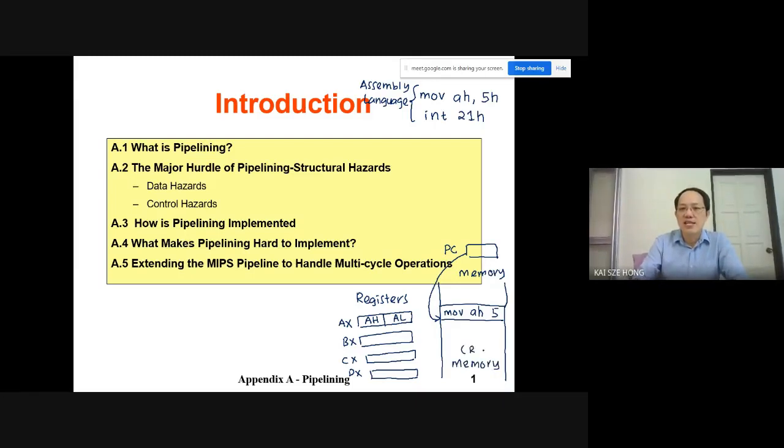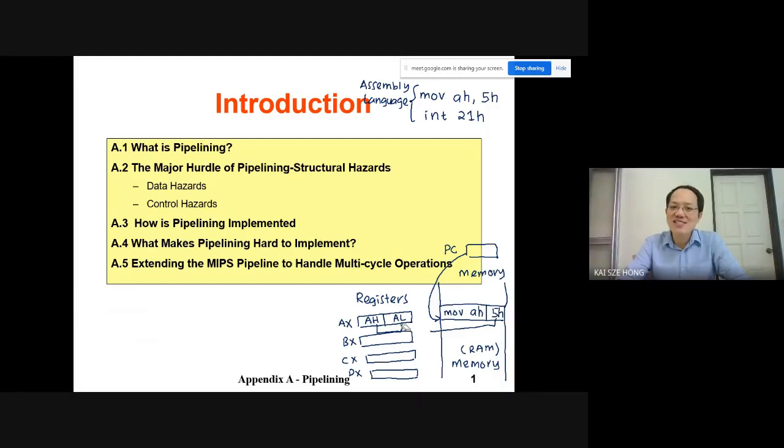What the computer does is, it will take out this 5, 5 in hexadecimal. It will channel it through some electrical circuits, and go to this AH. Sorry, this is AH. It will go to the AH.